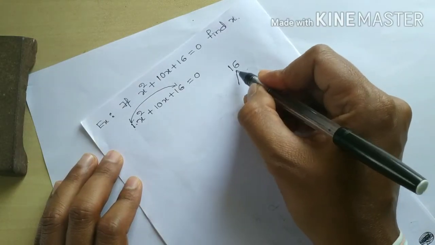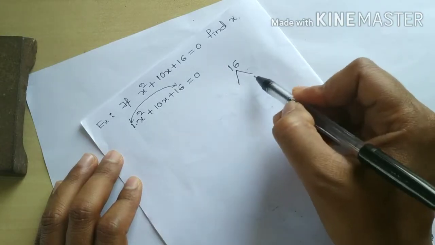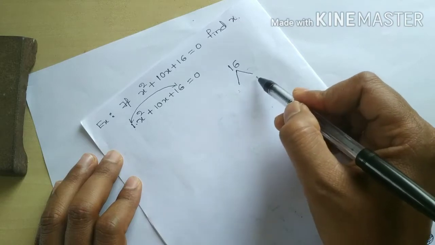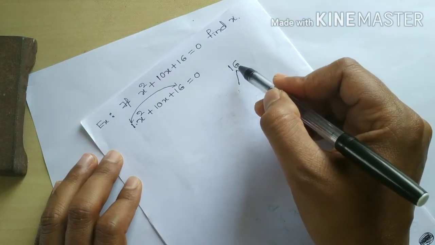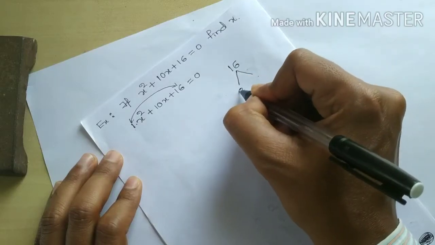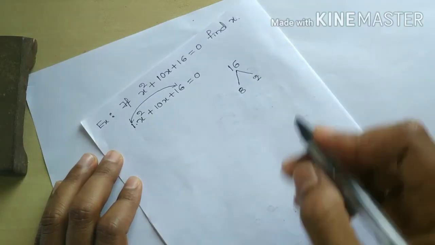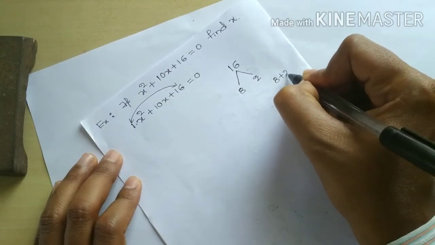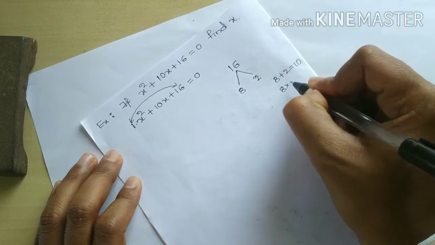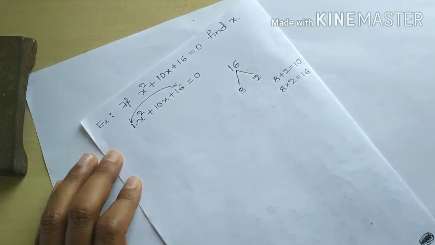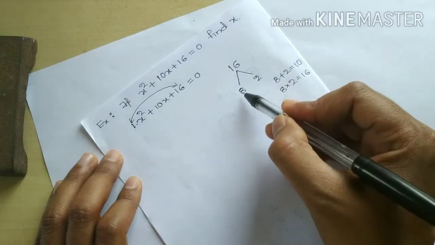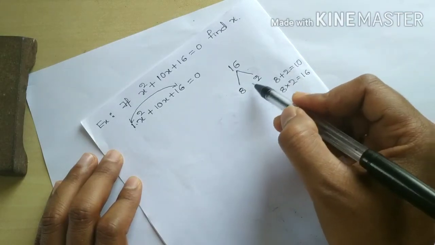See how to split this number. If you add these two, you should get the middle number. If you multiply these two, you should get 16. Therefore, the numbers are 8 and 2. Because 8 plus 2 is 10, getting that middle number. Next, 8 into 2 is 16. Once you split that number, next you have to replace.